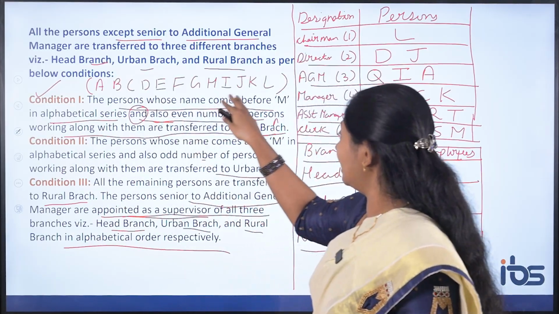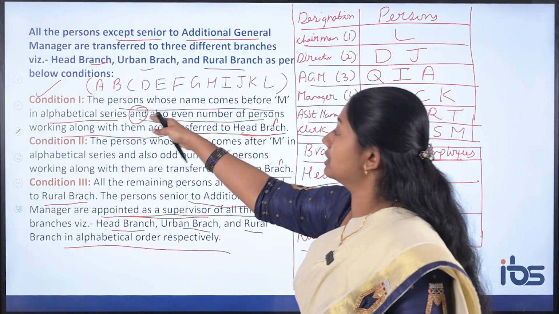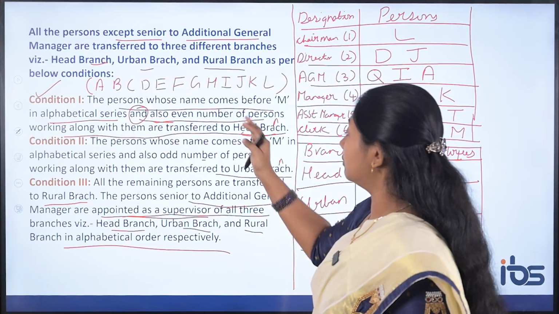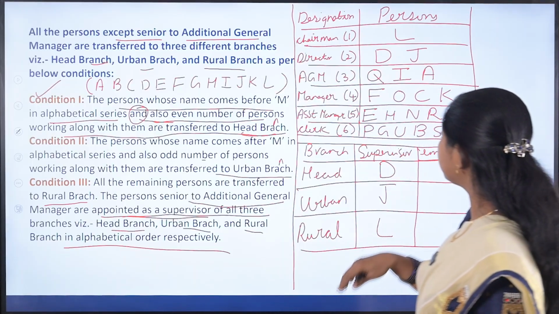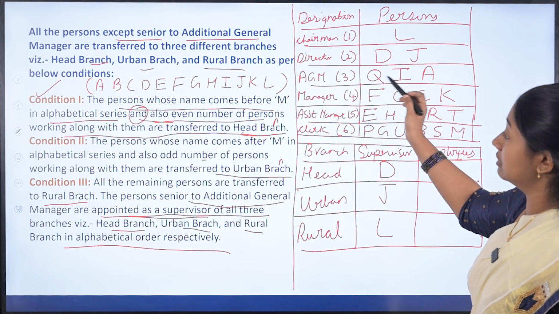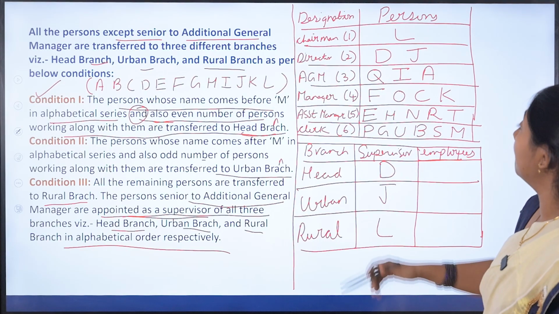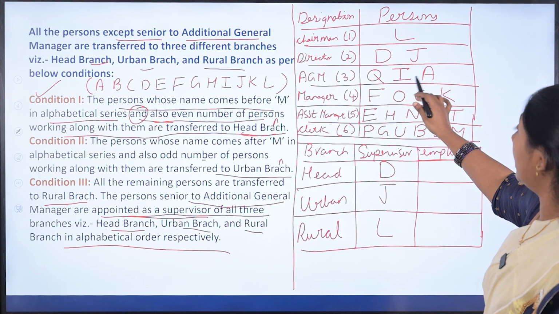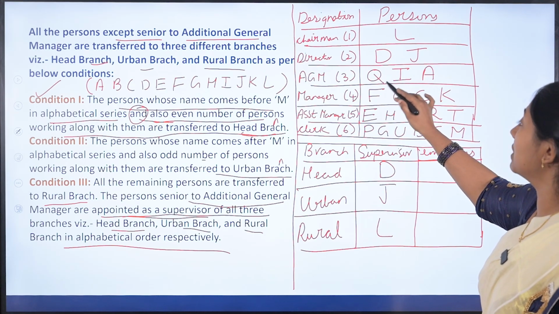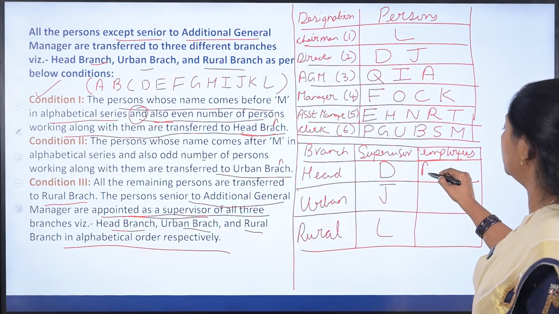If that is the case, then the first person we have referred to will be transferred to head branch. So let me check from here. How many letters do we have coming before M? We have I and A. If you take A, excluding A, you have 2 persons, which is even. So A can be transferred to head branch.